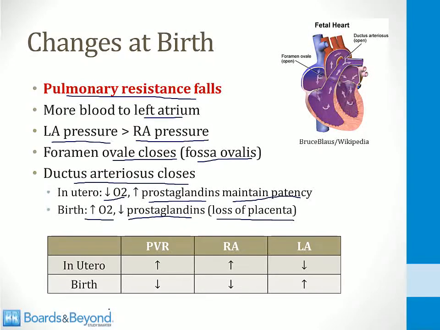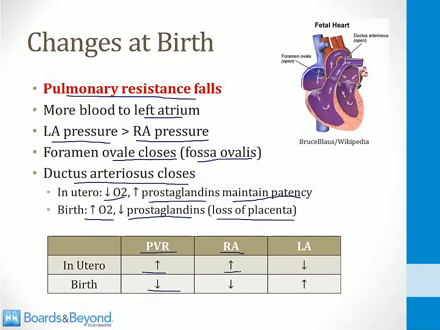So at the bottom of the screen, I've highlighted the key physiologic changes between in utero and at birth, and these are very high yield for you to know for Step 1 of your boards. So the resistance to flow through the lungs, the pulmonary vascular resistance, is very high in utero, but falls at the time of birth. The pressure in the right atrium is very high in utero. This is what drives blood across the foramen ovale.